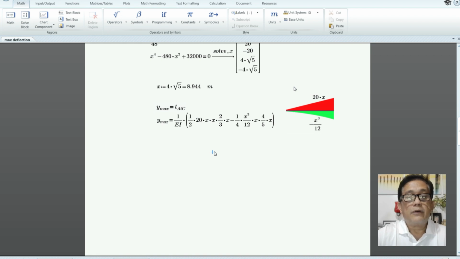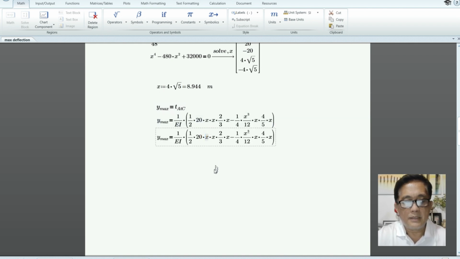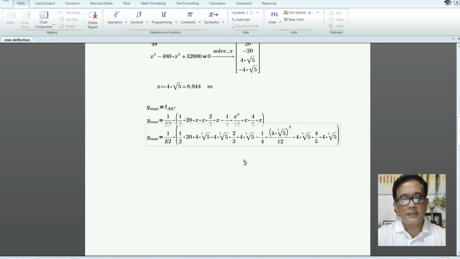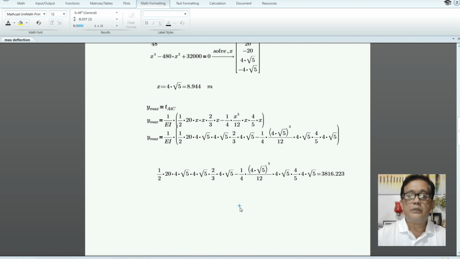Okay, since we already have the value for X, let's substitute that here. So this becomes 4 times the square root of 5, and the same for every X in this expression. Okay, so how much is this? That is equal to 3816.223.